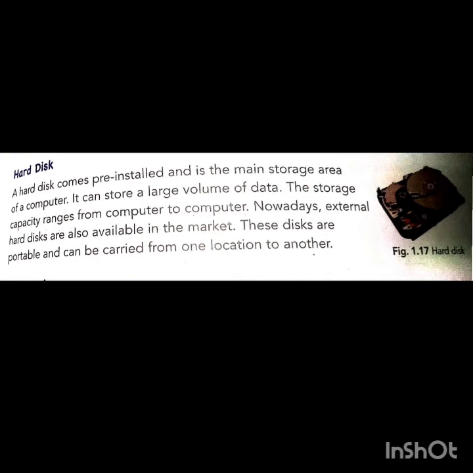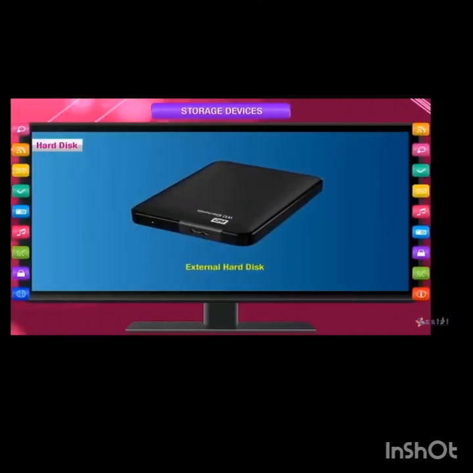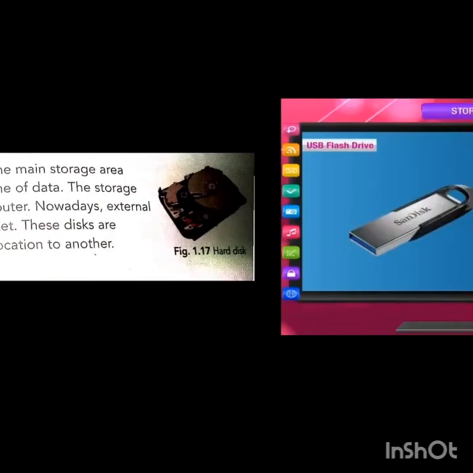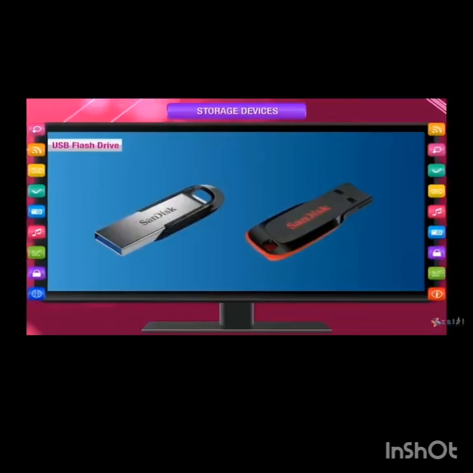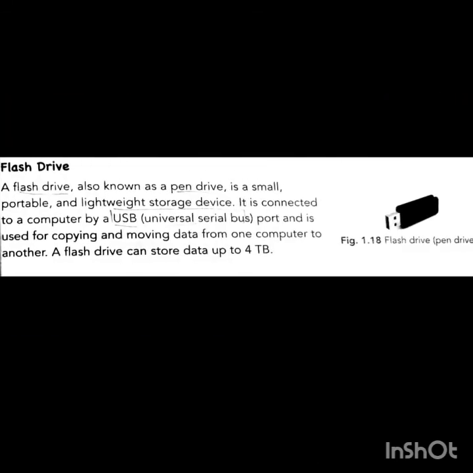Nowadays, external hard disks are also available in the market. These disks are portable and can be carried from one location to another. Now we have the external hard disk which can be carried anywhere and it is connected to the CPU. Now the next we have is the USB flash drive, or you can say pen drive also. It is a small, portable and lightweight storage device. It is connected to a computer by a USB, universal serial bus, port and is used for copying and moving data from one computer to another. A flash drive can store up to 4 terabytes of data.